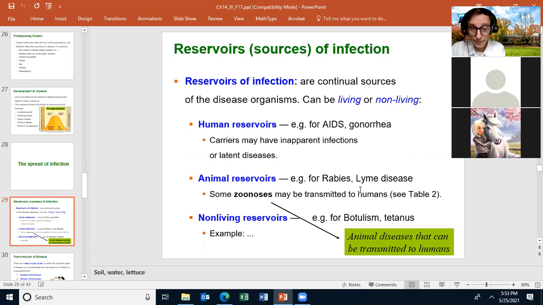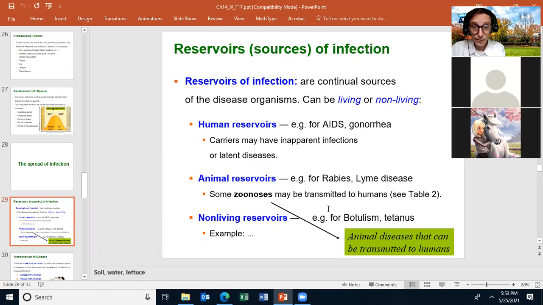I believe Lyme disease can spread from humans. Zoonoses are diseases that are transmitted from animals to humans. So zoonoses are animal diseases that are transmitted to humans. And rabies is a zoonoses. Any question about any of that? All right?